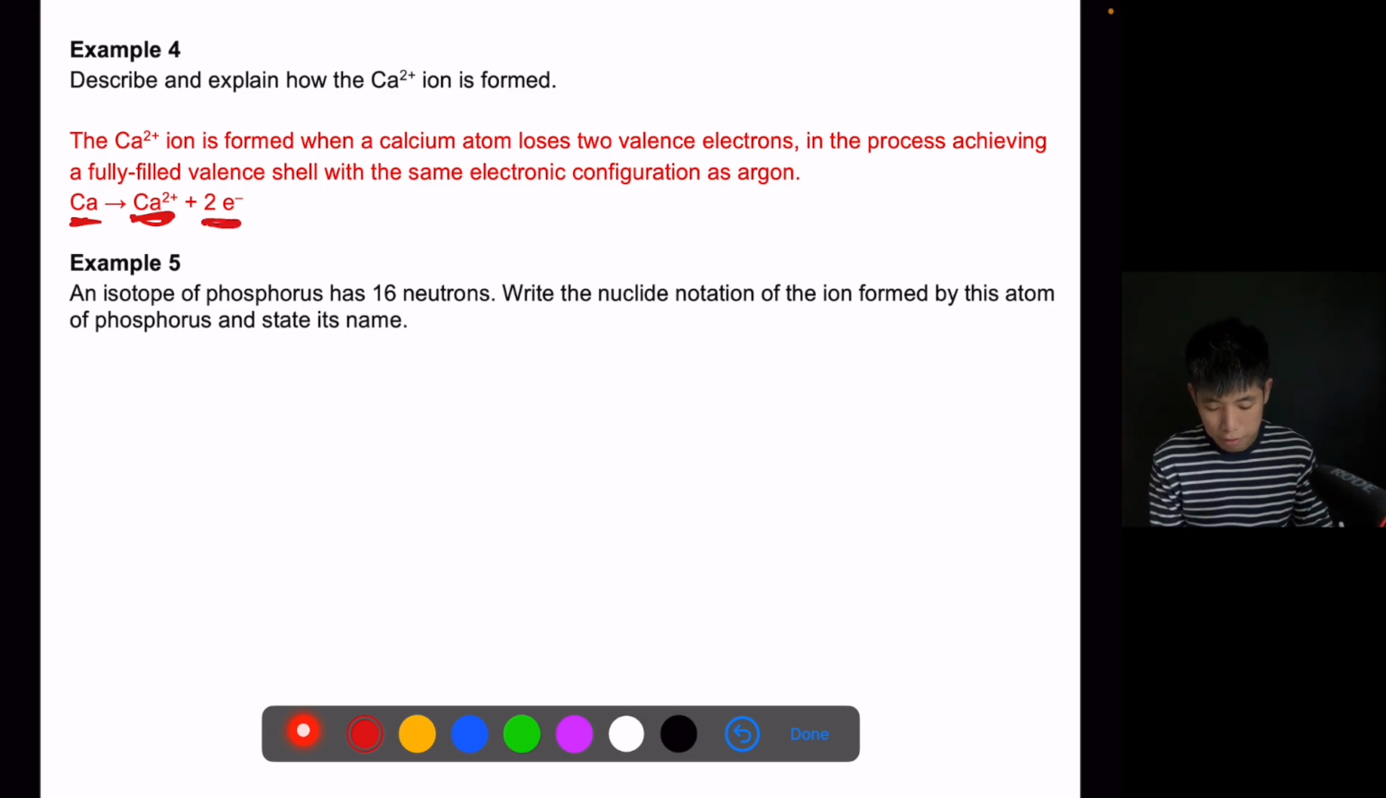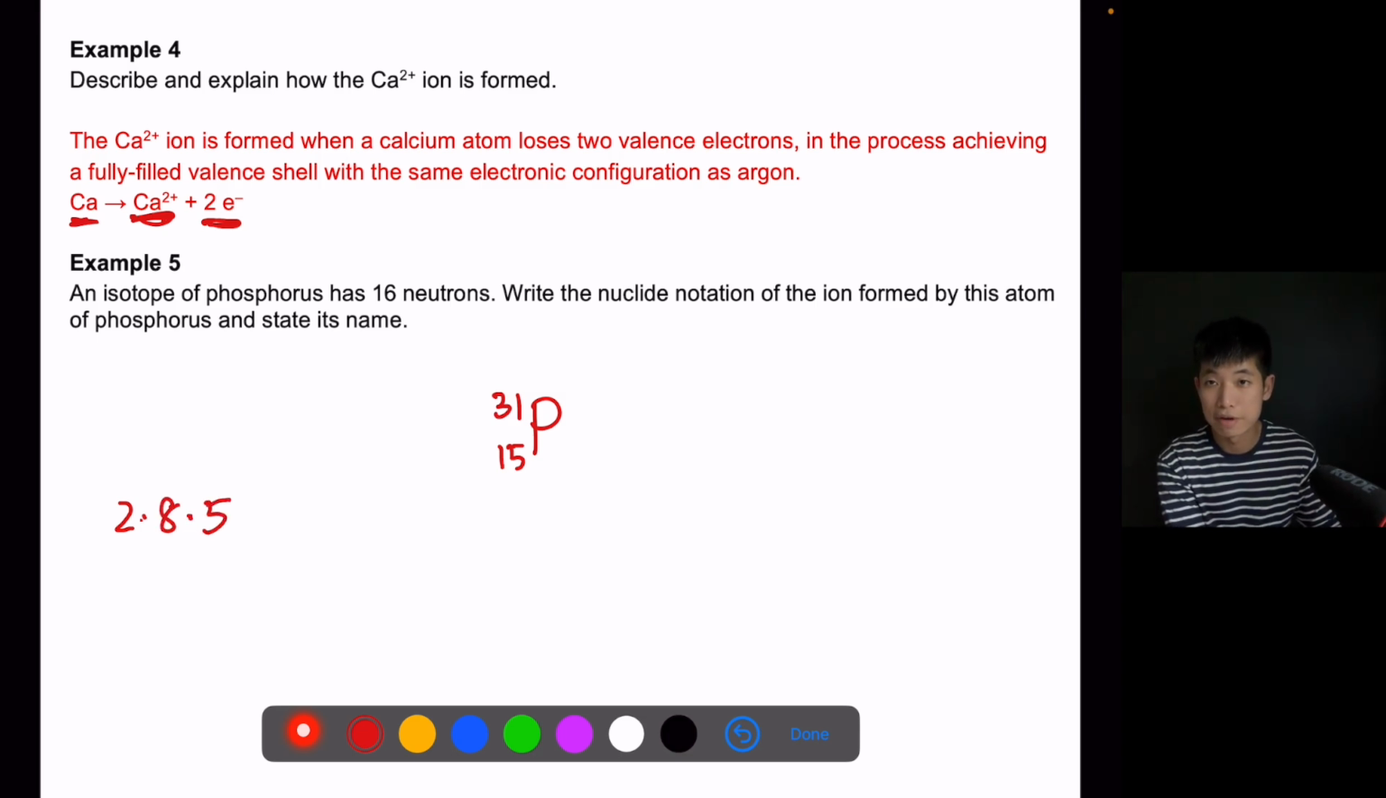An isotope of phosphorus has 16 neutrons. The phosphorus atom has 15 protons. We can find that in the periodic table. And since it has 16 neutrons, the mass number or nucleon number will be 31, 15 plus 16. The phosphorus atom has the configuration of 2.8.5.